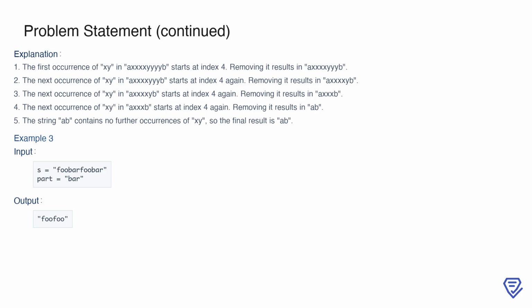Here, the input string S is xcib, and the substring part is xy. First, we locate xy at index 4 in the string and remove it, resulting in xcib. Then, we find another xy at index 4 in the updated string and remove it, which gives us xcib. Repeating this process, we remove xy again at index 4 to get xexp. Finally, we remove yet another xy at index 4, leaving us with ub. Now, the string ub contains no more occurrences of xy, so the final result is ub.